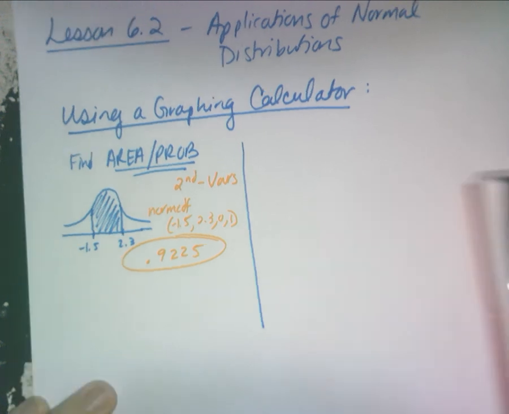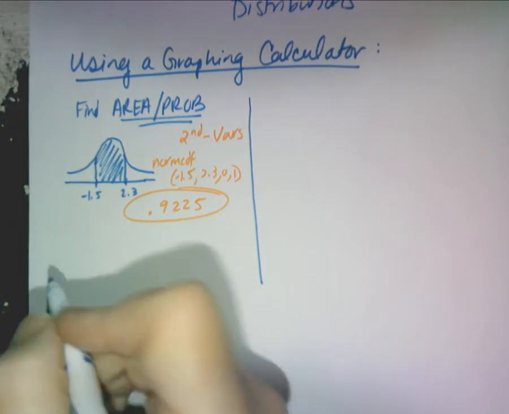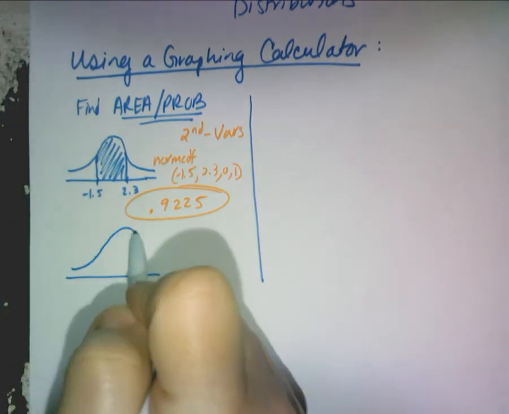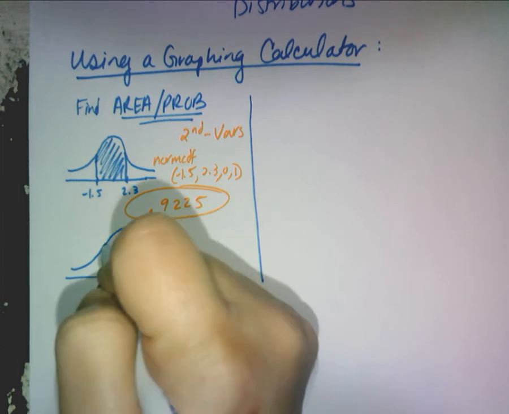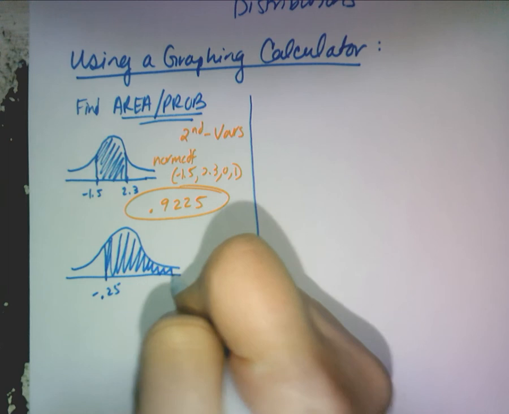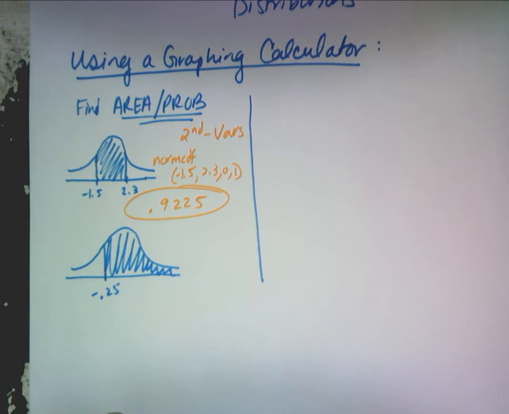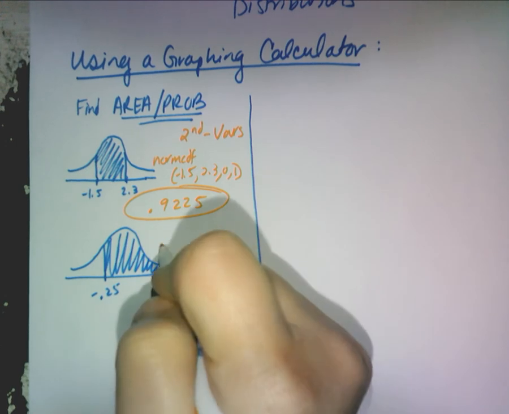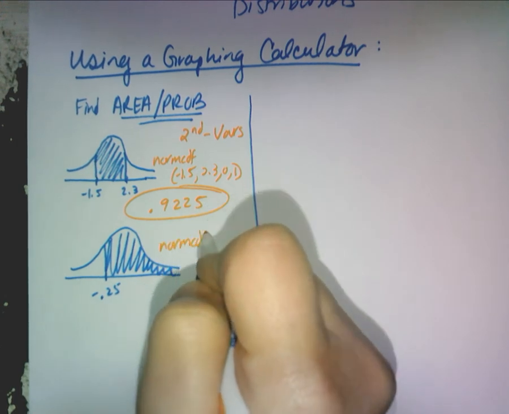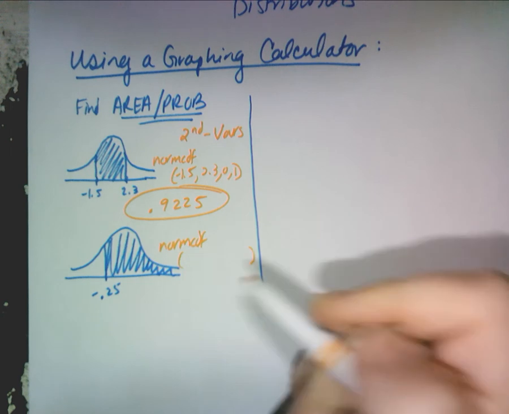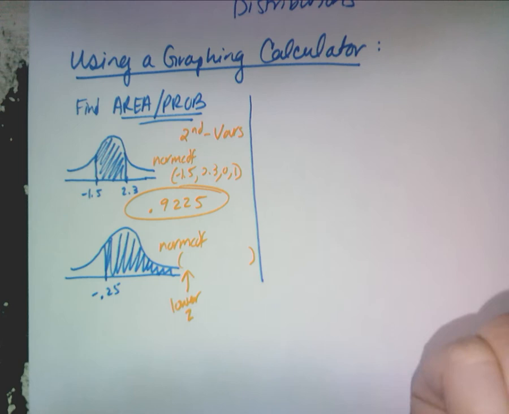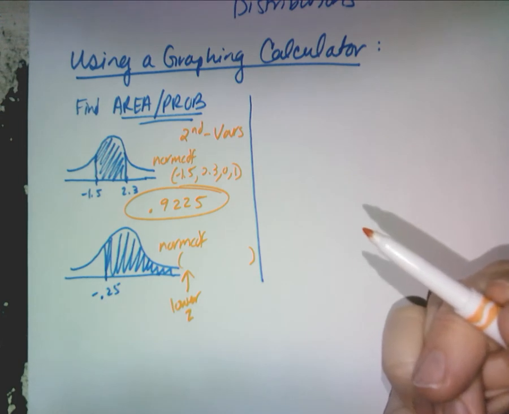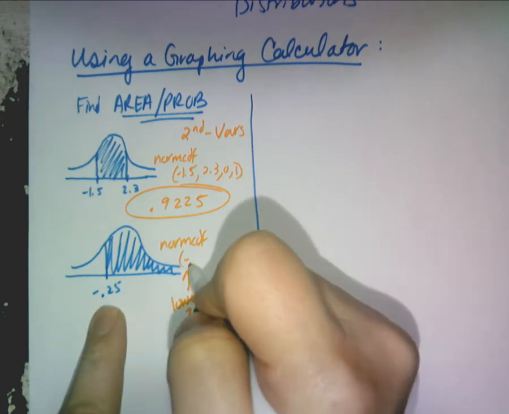Let's do another one. What if I gave it to you like this? Let's say I gave you the area and I said, find the area to the right of a z-score of negative 0.25. So something like this. Okay. So you still go to second vars, but let me explain the 4 numbers that you're going to put in now. You still go to norm CDF. Norm CDF finds the area. The first number is always the lower z. What's your lower z here? What's the low z on the left side? What's the lower? Negative 2.5 or negative 0.25.